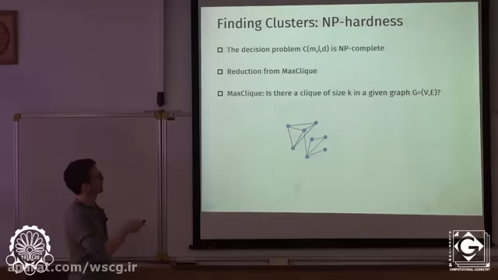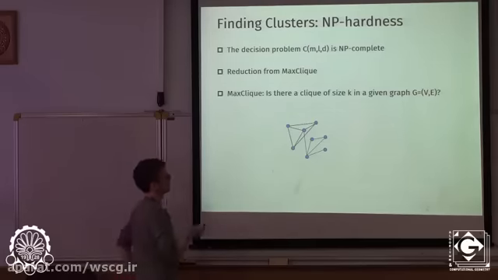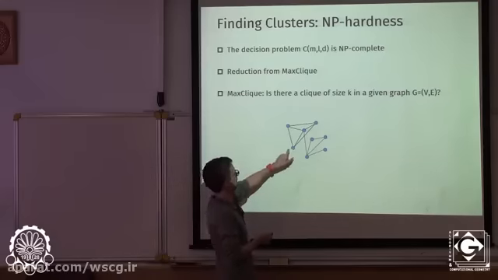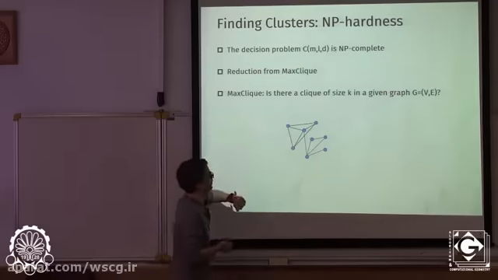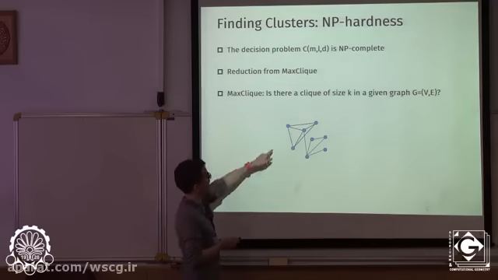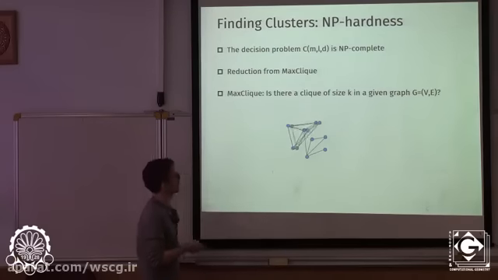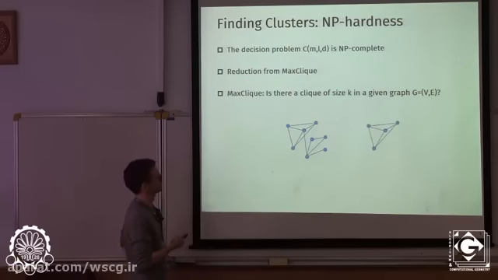So we're given a graph, and the question is whether there is a clique of a certain size. For a clique I want to have all of the vertices pairwise connected. Here I have a clique of size 4. So if I would be asking for k equals 4 here, I would find that clique.